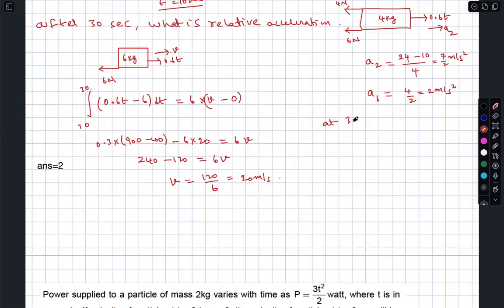At 30 seconds, as a whole system is moving with a velocity 20 meter per second and the only opposition is 6 newtons. So the heat generated is 6 into 20, 120 watt.